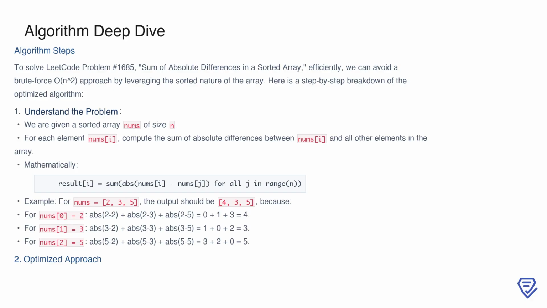The problem involves calculating the sum of absolute differences between each element and all other elements in the array. For example, given the array 2, 3, 5, the output should be 4, 3, 5. This is because, for the first element 2, the sum of differences is |2-2| plus |2-3| plus |2-5|, which equals 4. Similarly, for the second and third elements, the sums are 3 and 5, respectively. With this understanding, we can now explore how to compute these sums efficiently without resorting to nested loops.